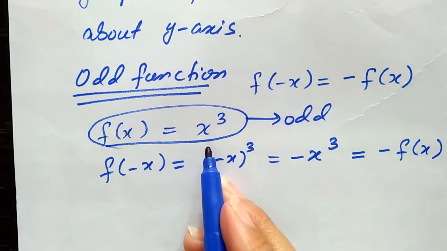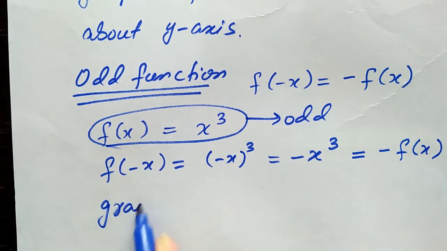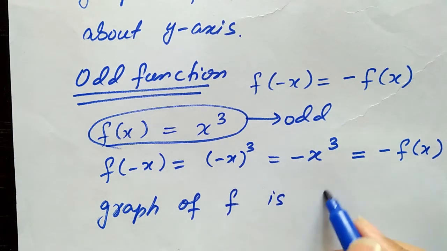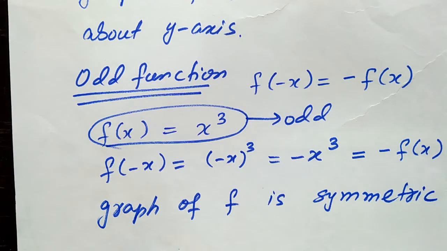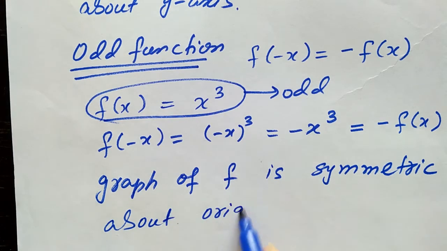Now in odd functions, the graph of f is symmetric about origin. Symmetric about origin.